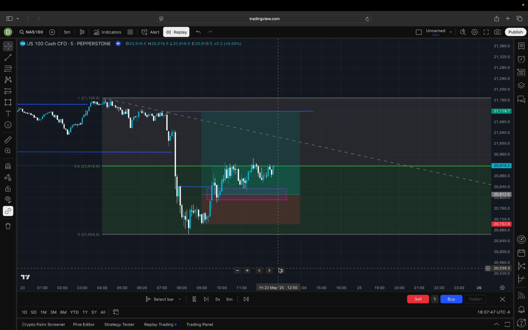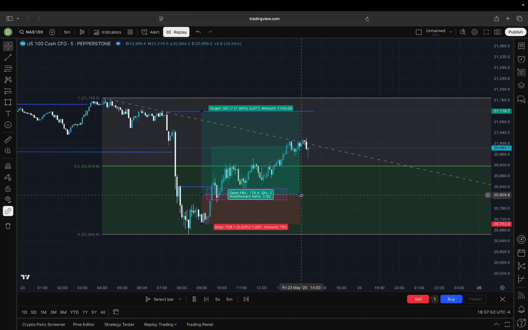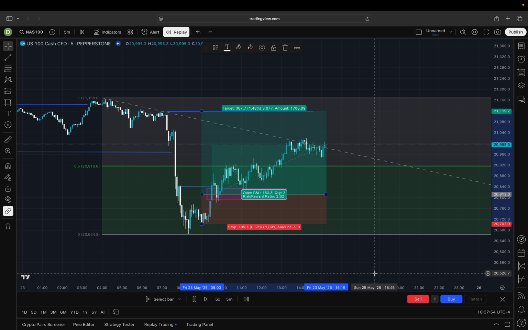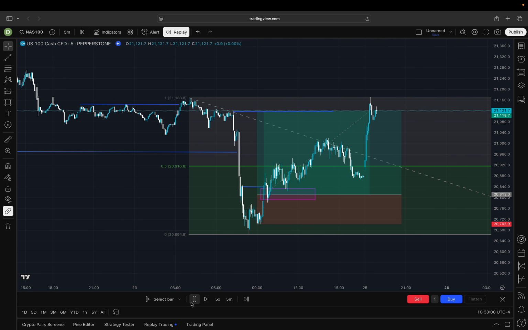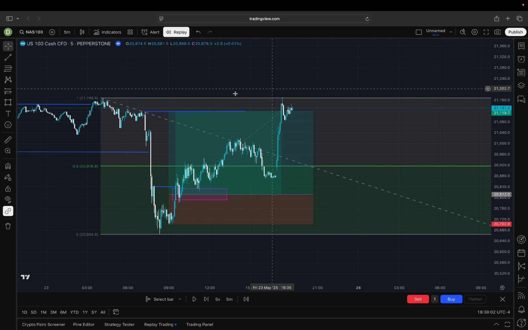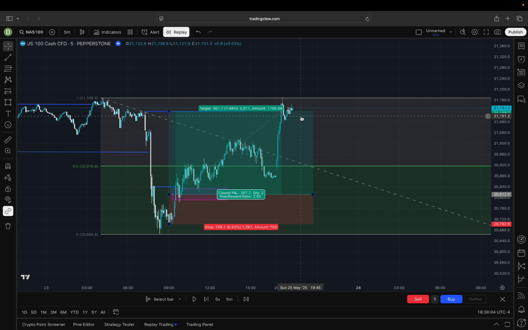And then I'll explain exactly why I took this trade. So I'm going to continue extending it, and I'll continue extending it. And as you guys can see, we've smashed through TP, buy side liquidity was taken out.